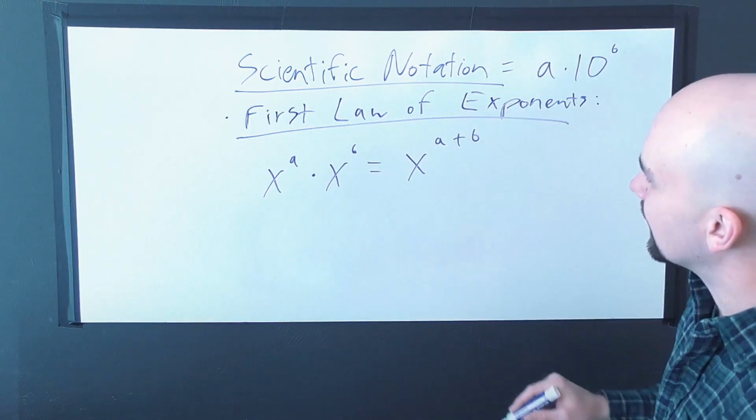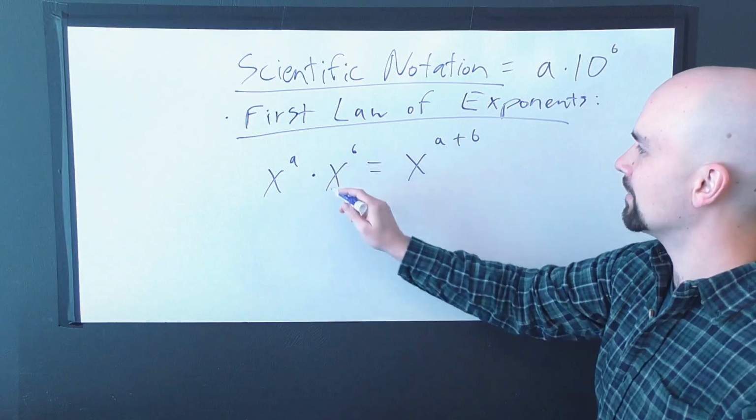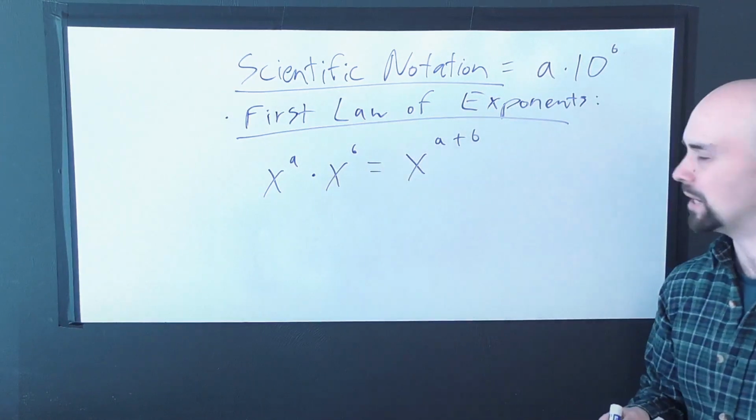All right, so hopefully you wrote that down. The first law of exponents is x to the power of a times x to the power of b equals x to the power of a plus b.